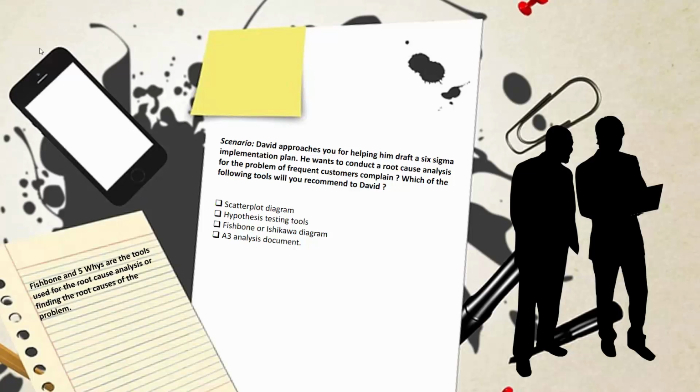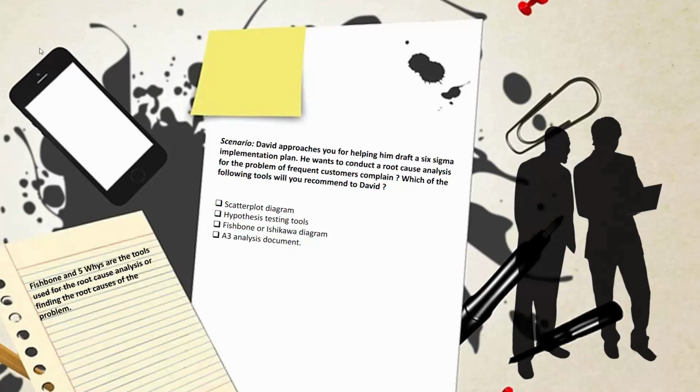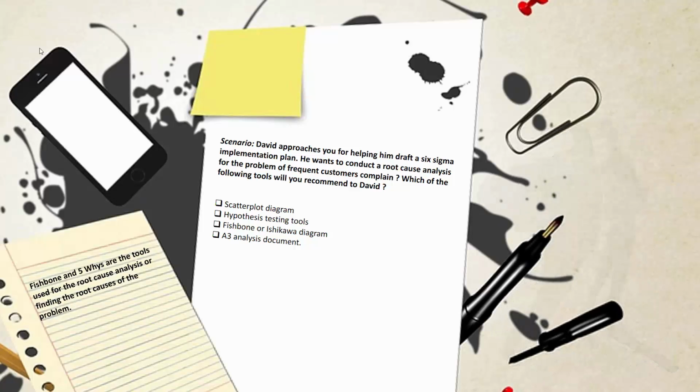The tools such as fishbones and 5 whys are also discussed inside the A3 analysis document, but it has a broader aspect. It defines all the activities of the improvement project. So if you have to choose only one, you have to choose fishbone, or if it is given, you have to choose the 5 whys also.